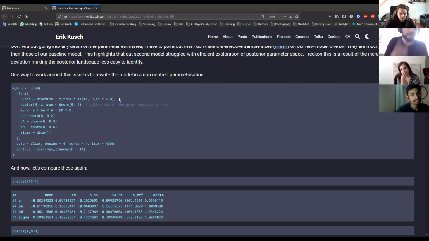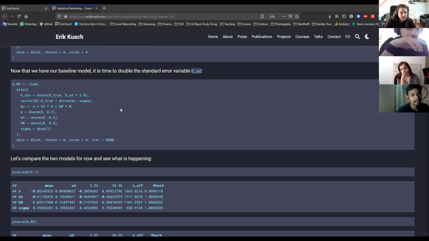Can you scroll up to the one that is not standardized? Yes. Give me five seconds to think. Okay, but you could basically just do the old one and just have d observed 2, and that should just be equal to d observed times 2, right? And then you would be fine.